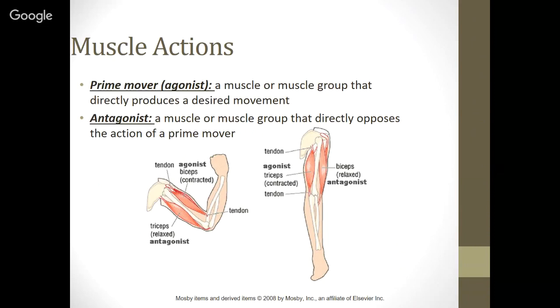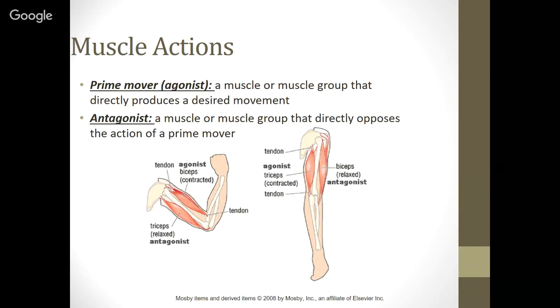Muscle actions. Okay, so muscle actions can change in each muscle depending on what the movement is. First of all, there's a prime mover or the agonist. The agonist is a muscle or muscle group that directly produces a desired movement. When you lift your fist, your agonist is your biceps. It's the one that contracts.